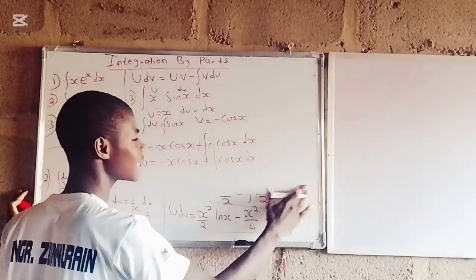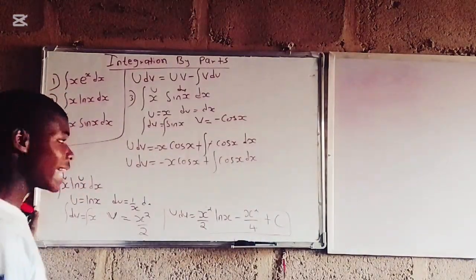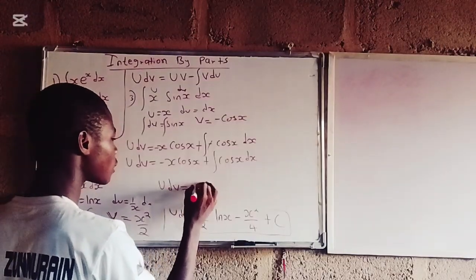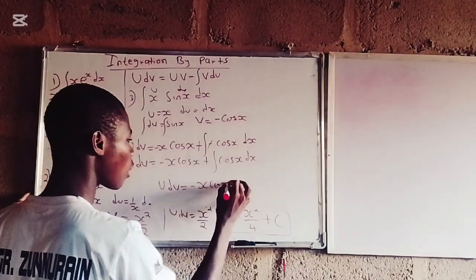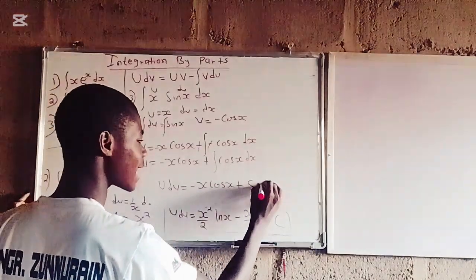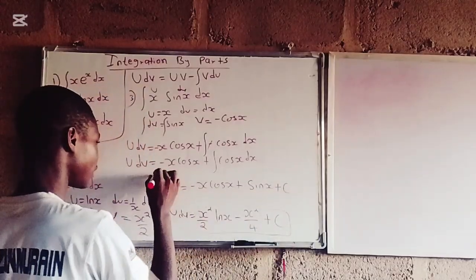What will be the integral of cos x? Integral of cos x is the same thing as sin x. So the final solution should now be u dv equals negative x cos x plus integral of this, which is sin x, with a constant, which is plus c.